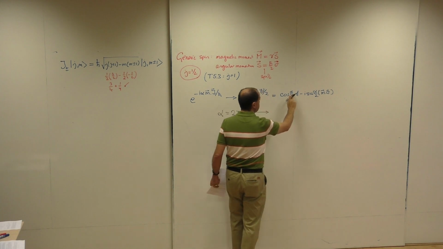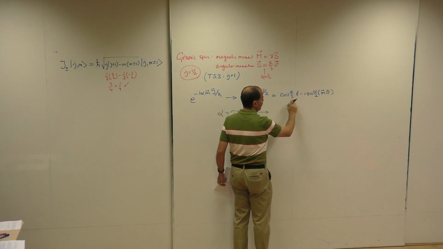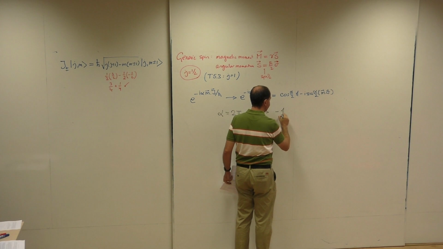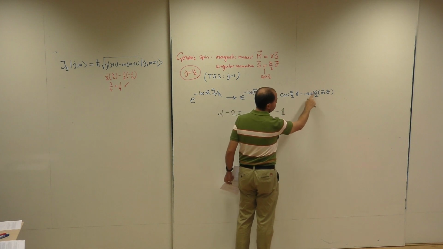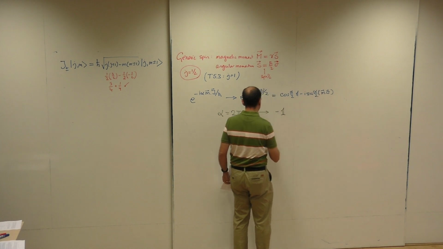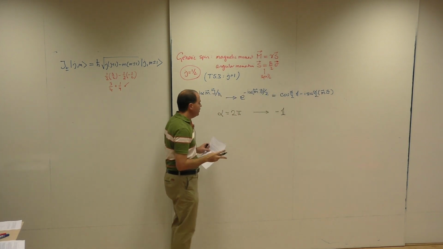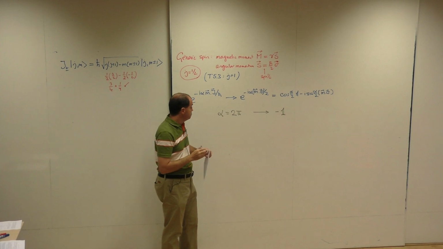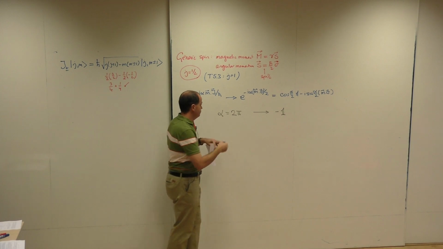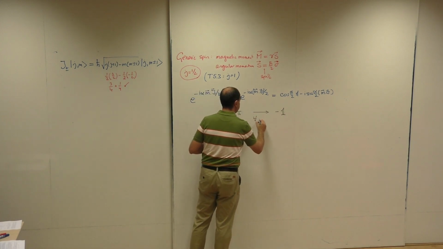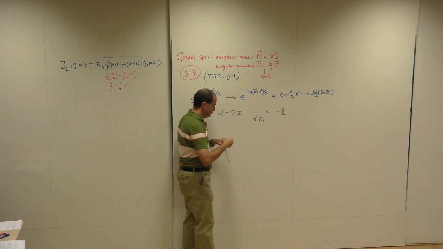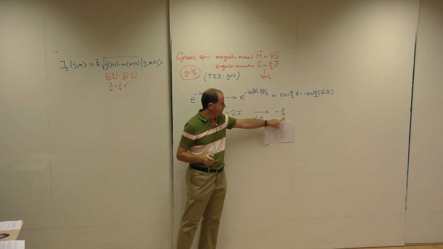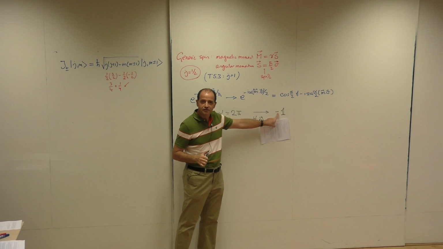I got cos pi times 1, so it's minus 1. And then sin pi times this, so 0. I may say, well, indeed, for every axis, a rotation by 2 pi is the identity. Oh, there's a minus sign here.